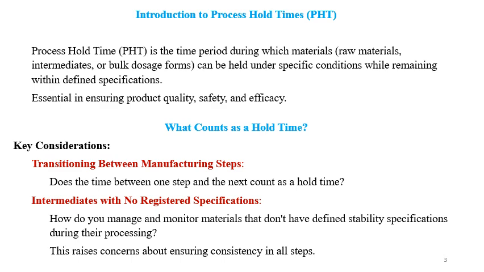Generally, the intermediate stage materials will have specifications. For example, lubricated blend is required to be tested for assay and blend uniformity. Also, it is tested for bulk density, tap density, particle size distribution, LOD, and moisture content. These are the tests. So, the bulk lubricated material is required to be stored before compression.